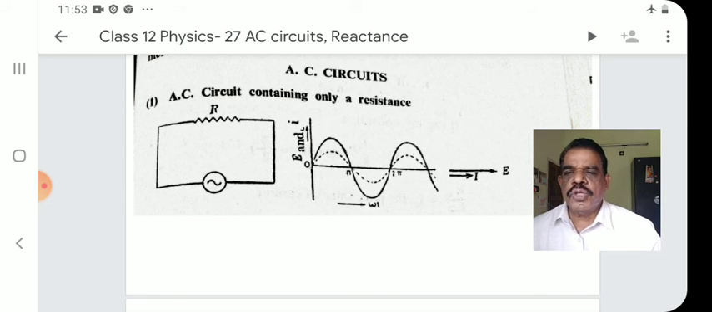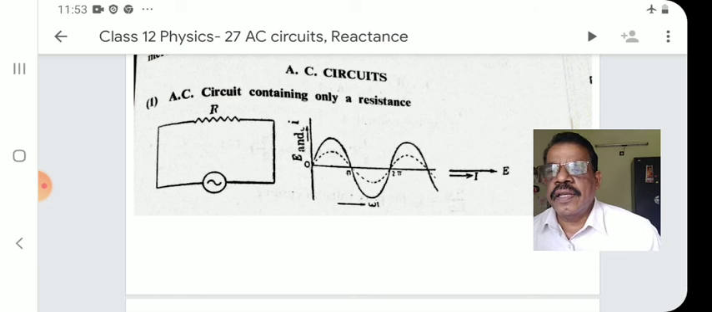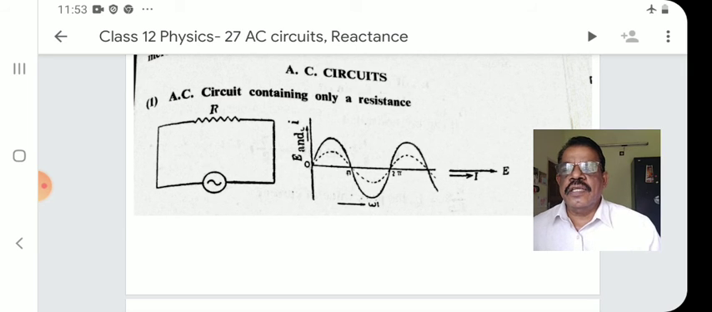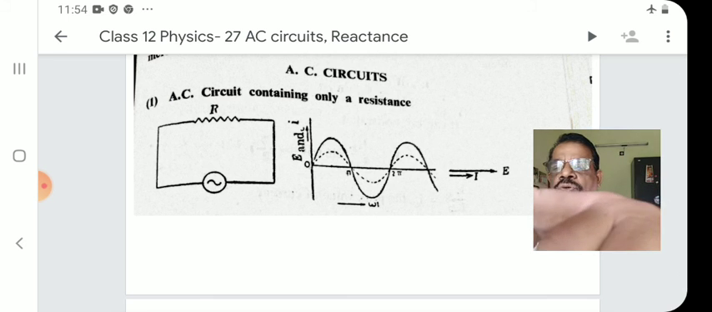The first circuit is an AC circuit with resistance R only. You see the figure. A resistance R is shown in the diagram and AC is applied. The AC equation, you know, is E equals E0 sin omega t. The voltage variation and the current variation are indicated in the graph that we discuss at the end of this article. So, you see the AC circuit with R only.